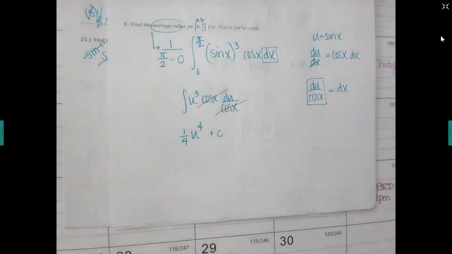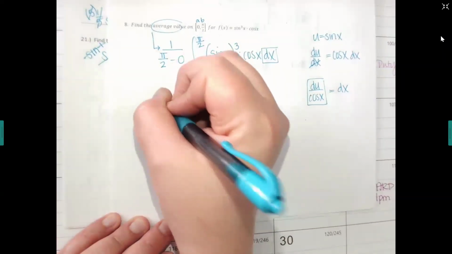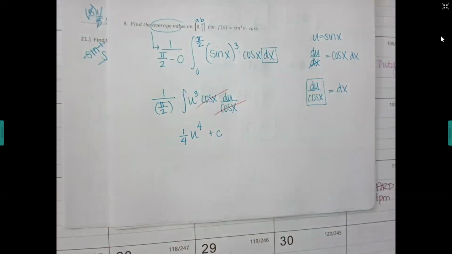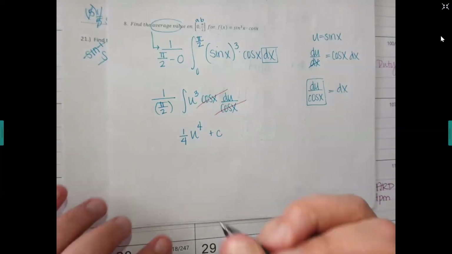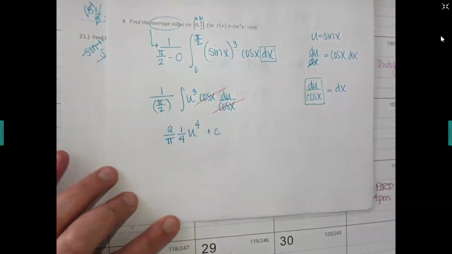And now let's do a little bit of work on this fraction in the front that I kind of forgot about. What is pi halves take away 0? It would just be what? Pi halves. And what do you do when you're dividing by a fraction? You just flip it. So if I'm dividing by pi over 2, that means I'm really multiplying by a 2 over pi.